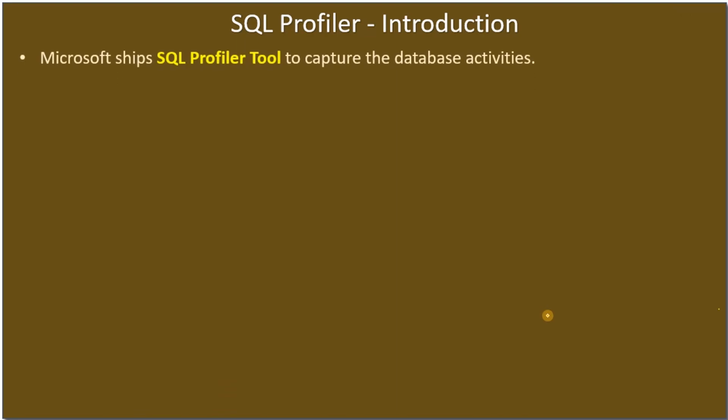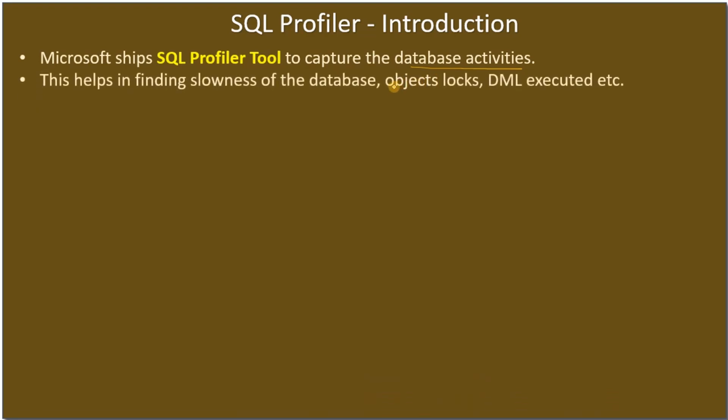Microsoft ships the SQL Profiler tool to capture database activities. This helps in finding slowness of the database, object locks, and DML executed. All of this we can call events, and there are numerous events available for tracing. Profiler shows output in the form of database events. As already told, events are like executing a stored procedure, firing a DML statement, or dropping a table. All of these are considered events.